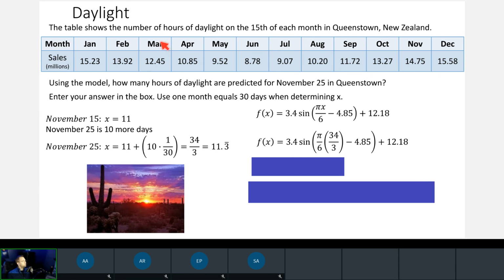The only reason why I put 11.3 here was, one, I wanted to confuse you to see if you'd actually pay attention and not use that value when you plug it in. And two, because I wanted to show you what the decimal equivalent was to the 25th of November in a form that's easier to understand. And 11.3 is definitely easier to understand than 34/3.